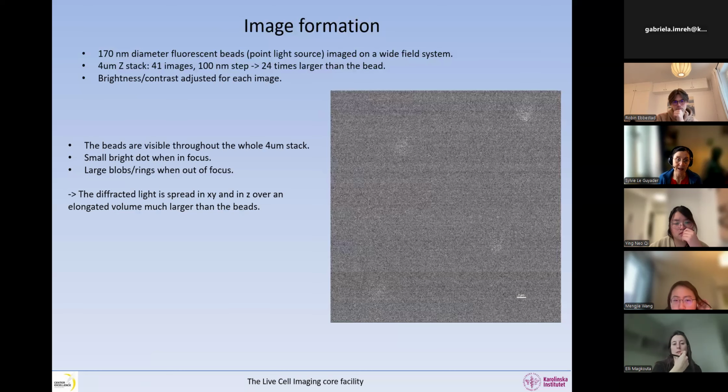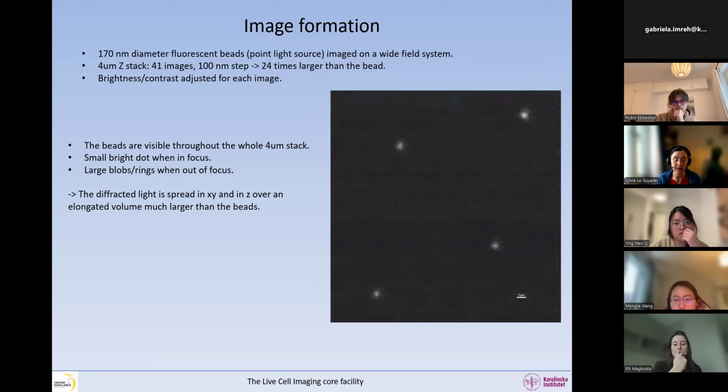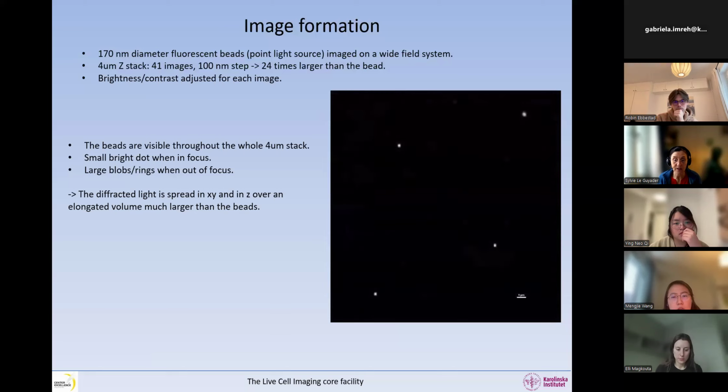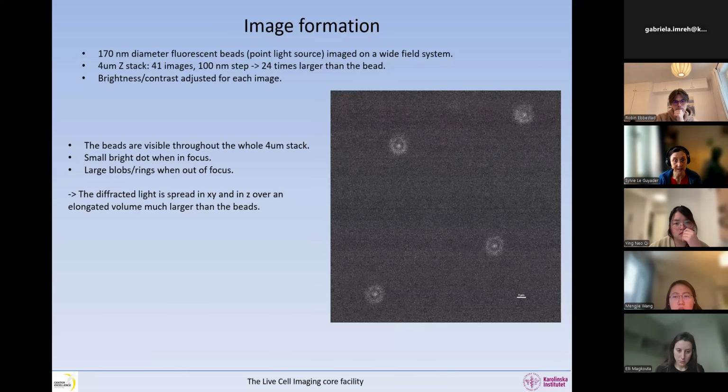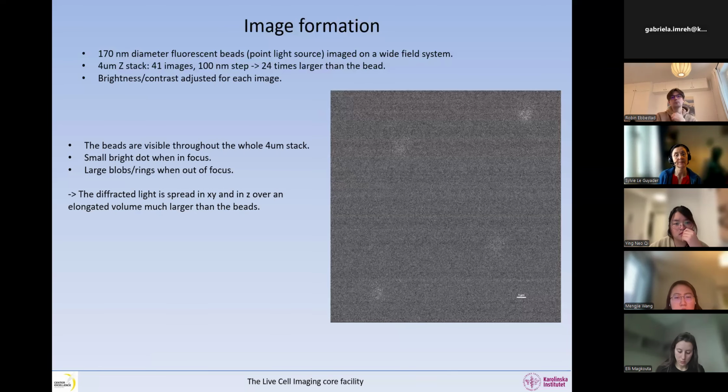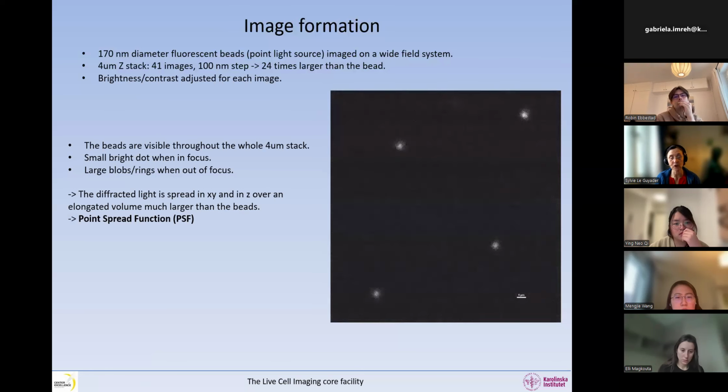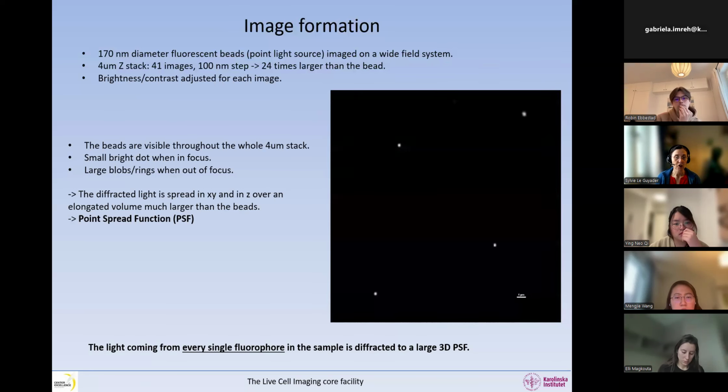So diffracted light is spread in XY, so it's larger in XY than the bead, but also in Z, it's much, much larger than the bead. And that is called the point spread function. So the light that is coming from every single fluorophore in the sample looks like that, and it is diffracted to a very large 3-dimensional point spread function.